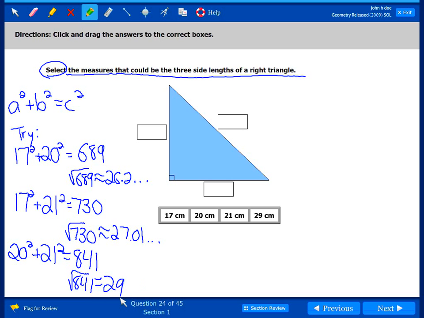So that'll be our three answers, 20, 21, and 29. Remember, the largest number has to go across. It has to go to the hypotenuse. So our answers could be 20, 21, and 29. Remember, it doesn't matter where these other two values go. We could have 21 and 20. Those are both good answers. The bottom line is we have to have 29 as our hypotenuse, and 21 and 20 can be moved around.